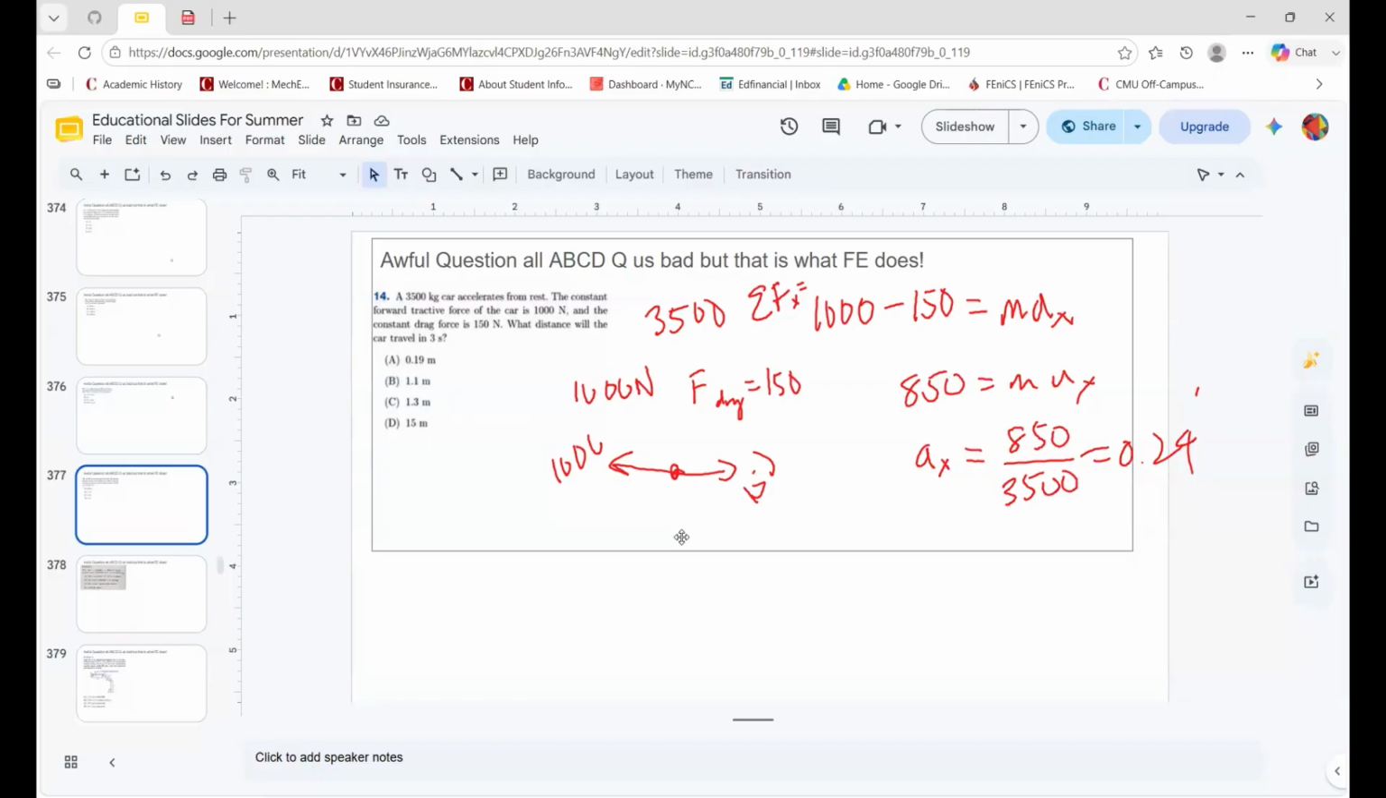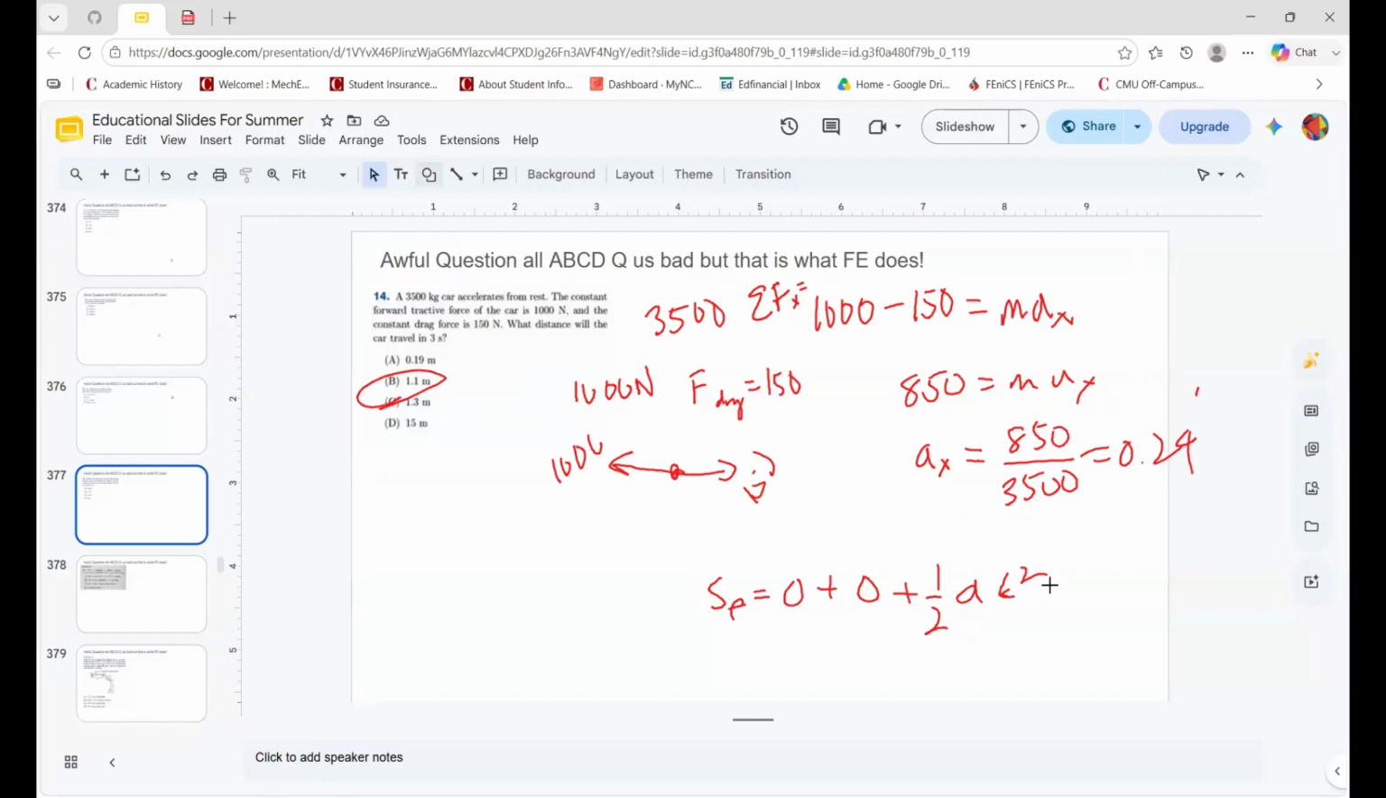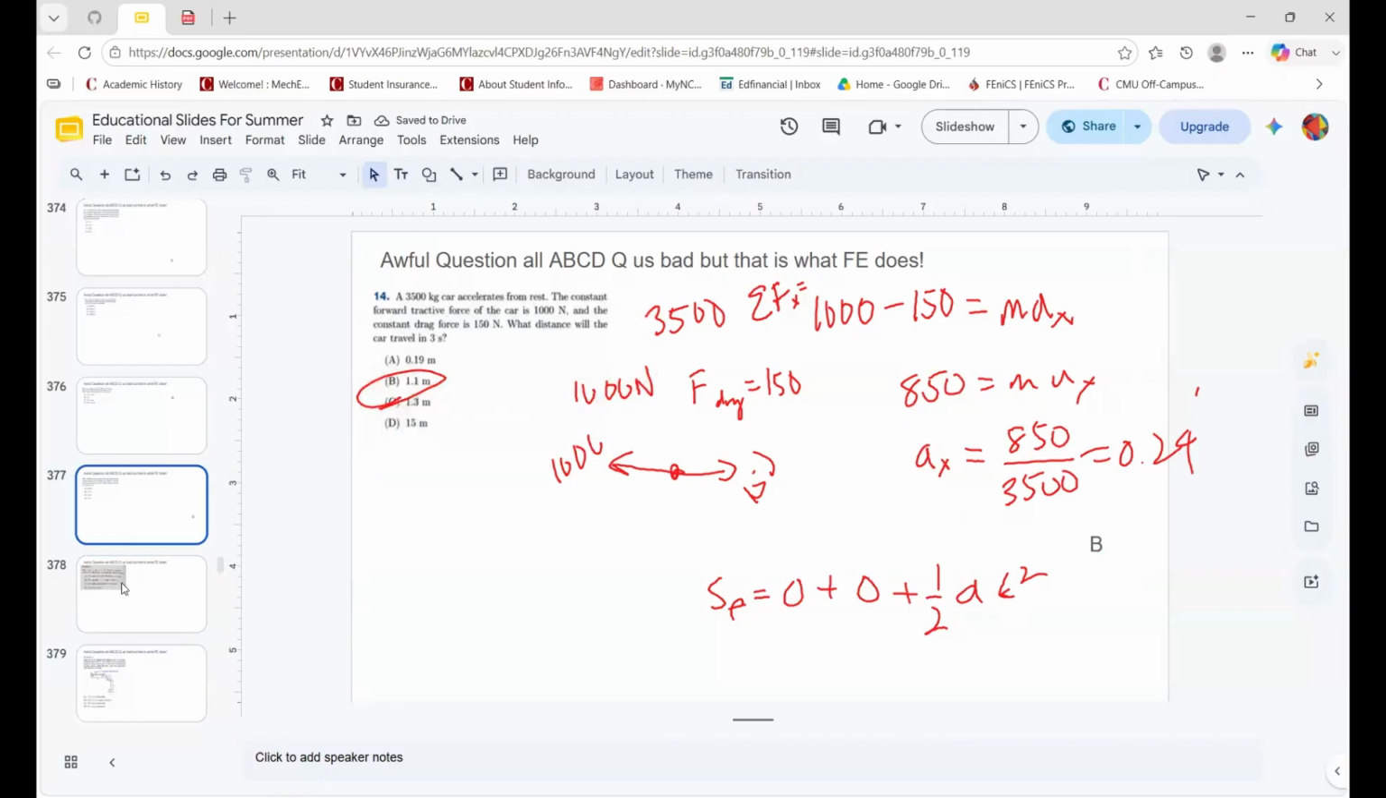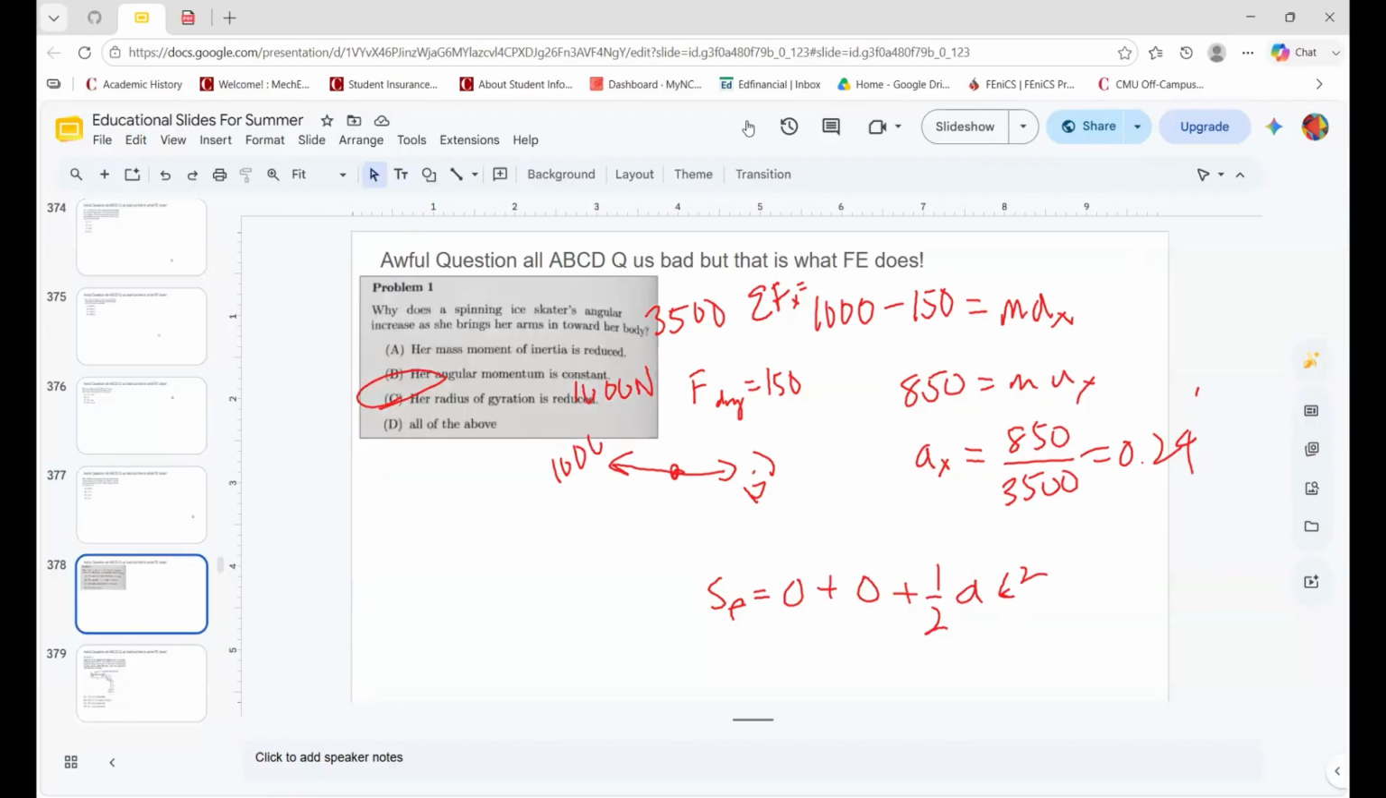So what's the distance traveled in 3 seconds? Well, V final equal V initial plus A T. Wait, we don't need to do that. We can just do S final equals 0 plus 0 plus 1 half A T squared. So 1 divided by 2 multiplied by 0.24 multiplied by T squared, which is 3 squared, is about 1.1, sorry, 2.21, and that's B. Okay, I think, yeah, that's angular things. So we're done with the kinetic section.